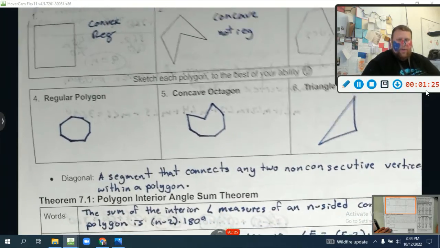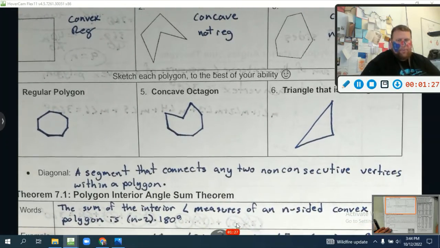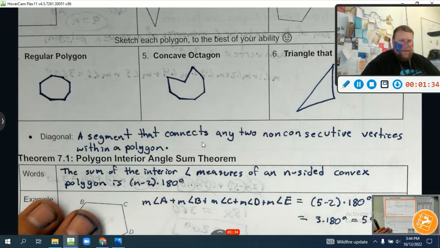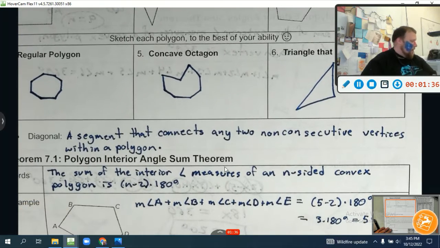Okay, you got some writing to do. Go ahead and take a minute. Again, I'm going to assume you're going to pause this, so I'm just going to show it and talk it through. A diagonal is just a segment that connects any two non-consecutive vertices within a polygon.